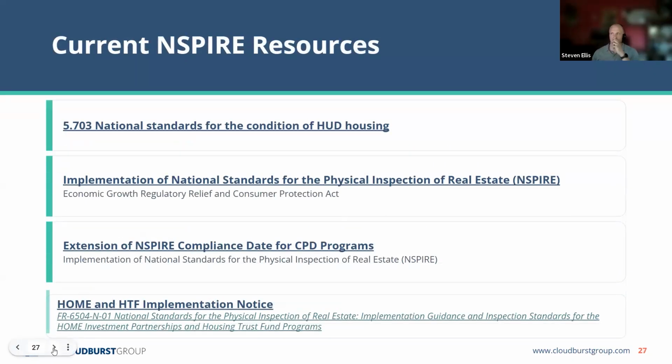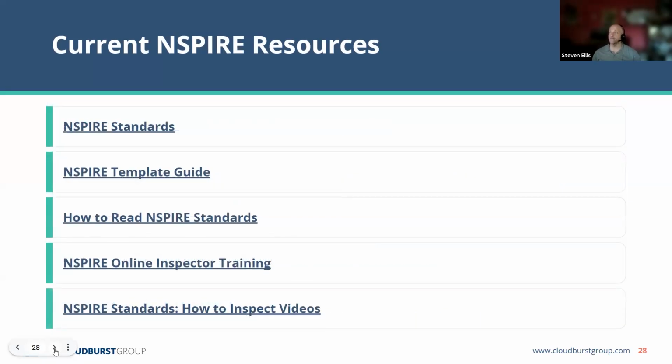Otherwise, here are the resources. The regulations, some of the regulations for how this got implemented, sort of tell the story. The extension of the NSPIRE compliance date is important for why you may or may not be doing things. These slide decks include some of the current implementation notices. If you click on one, the implementation notice or the standards that went with them are hundreds of pages long. So once again, to really do this, we need very explicit instructions from HUD.